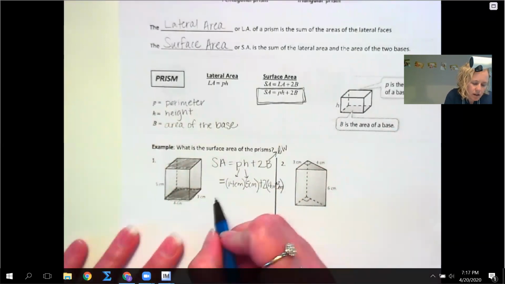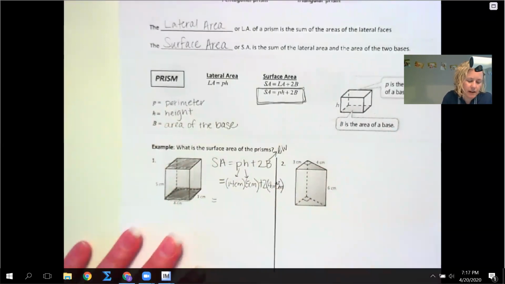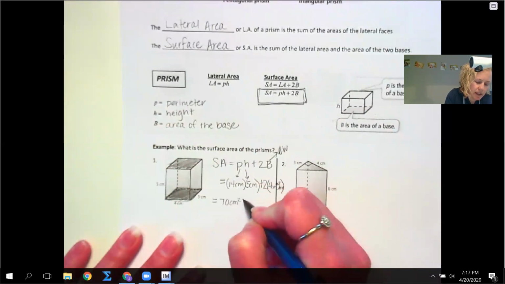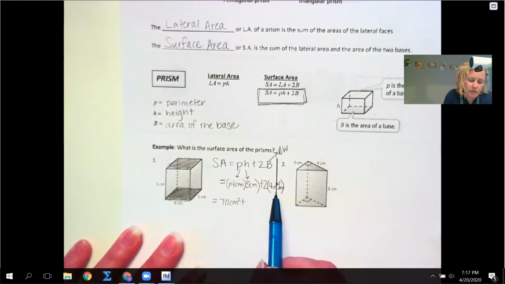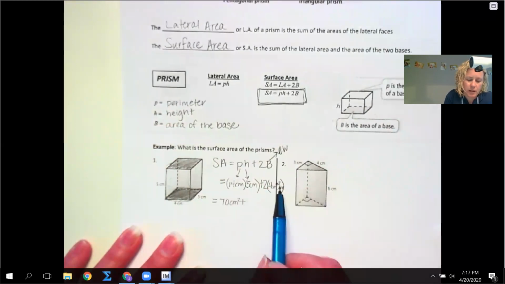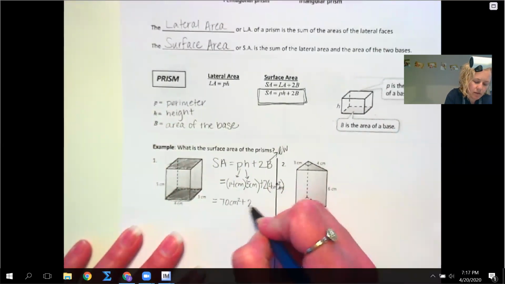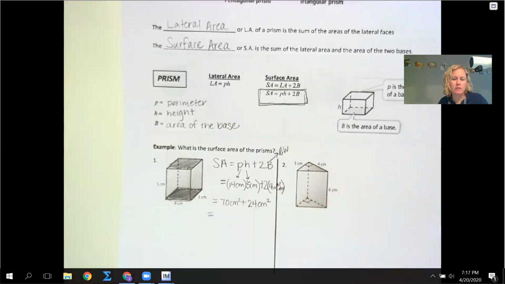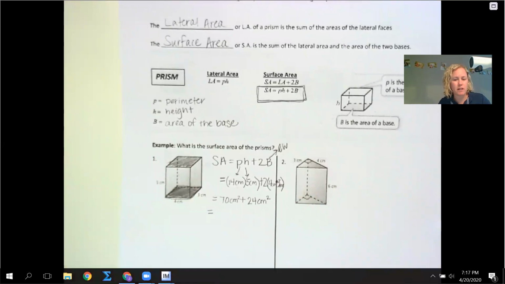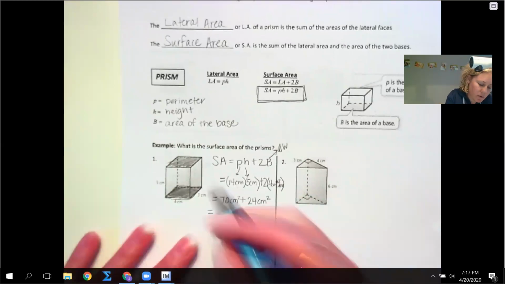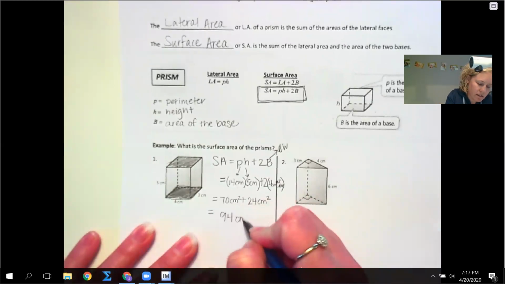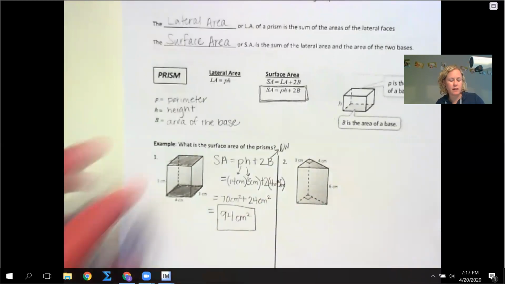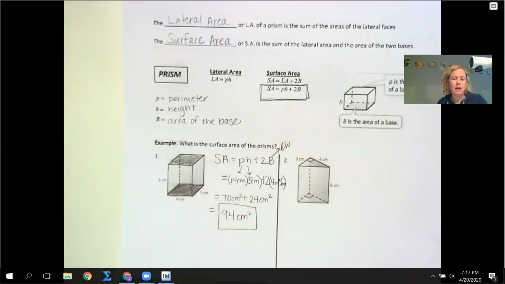Okay, so 14 times 5, that's 70 centimeters squared, plus over here, 4 times 3 is 12, and then 12 times 2 is 24. Okay, and if I have 70 centimeters squared plus 24 centimeters squared, that is 94 centimeters squared. So that is the surface area of this prism, okay?